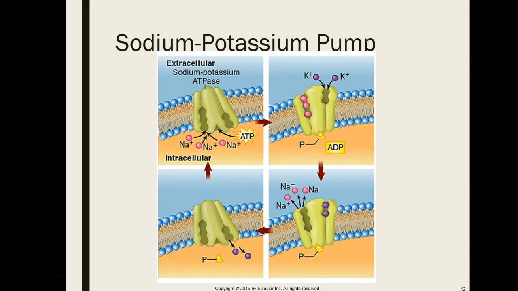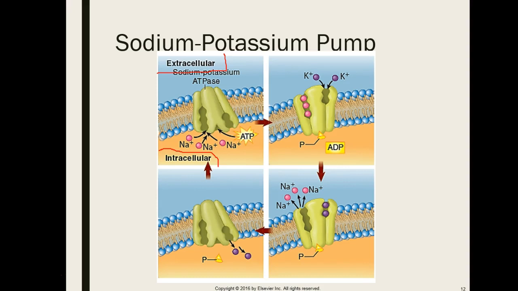Here is your picture that's in your book of that sodium-potassium pump. So this is an ion pump. If we start here, we're looking at the extracellular. So that means we're outside the cell. Intracellular is going to be inside the cell. So we'll think about those medical terminology components as we're working through this.